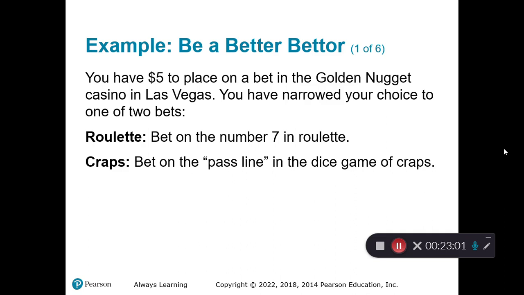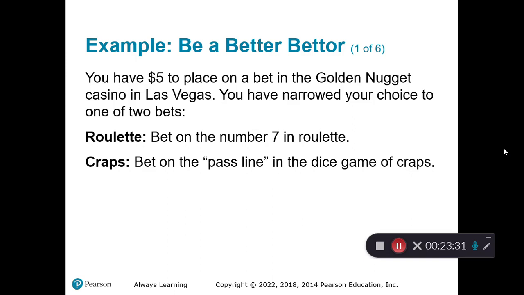Listen, if you're like me, you're not an expert on games of chance. However, they do give us some information to be able to compute the expected winnings for each of these 2 games. For the roulette, this is a wheel with different numbers on it that you spin. You're betting that the spinner will end on the number 7. And for the craps table, you are betting on the pass line in the dice game.